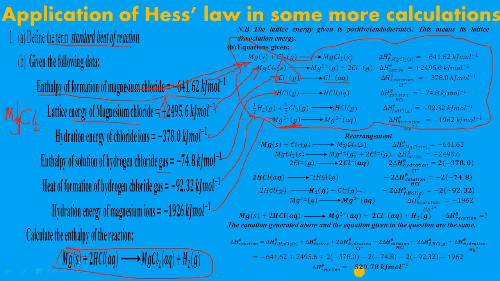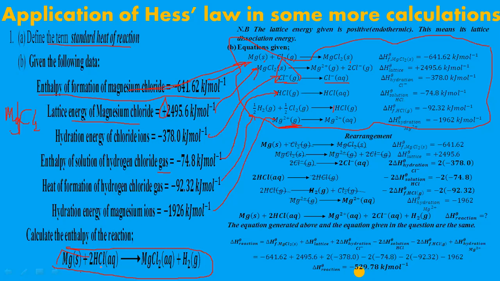Now, I must first of all ask myself, where shall I get the solid magnesium? The only way I can get the solid magnesium is this first equation. I write it here. With its enthalpy, I leave it there. Is that okay? Yes, teacher.